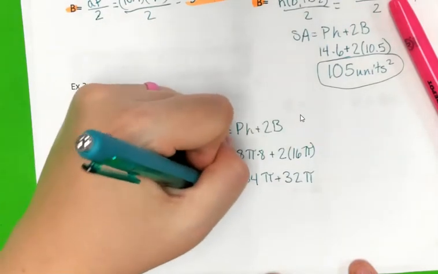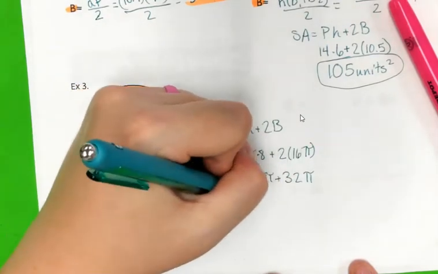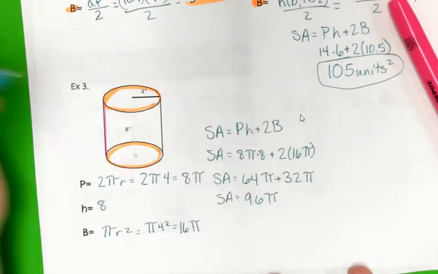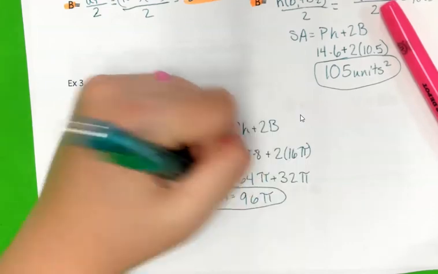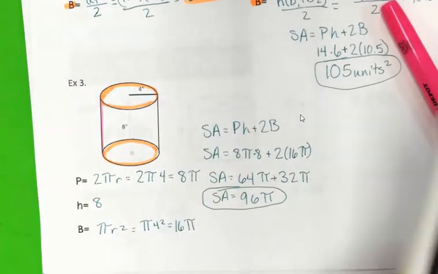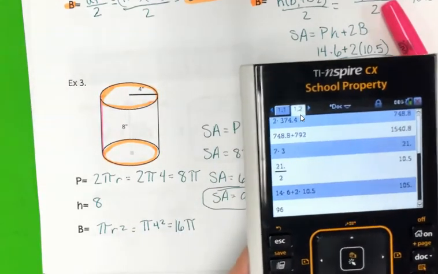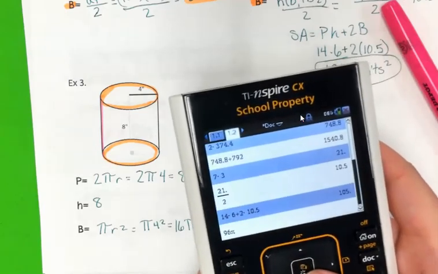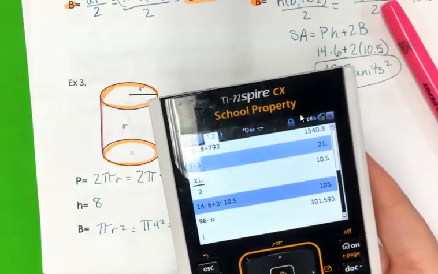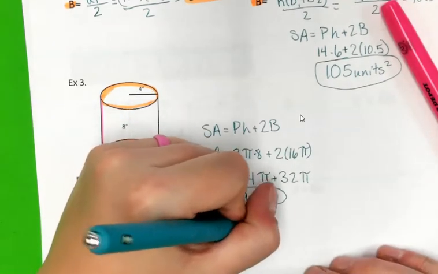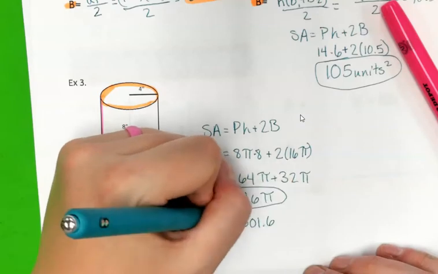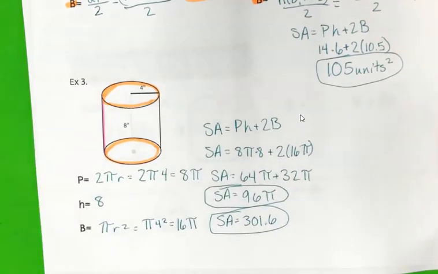I can add those together and get 96 pi. Now, I've answered it in terms of pi. If our question asks for it in terms of pi, that would be your final answer. If it asks in decimal form, then you need to put this into the calculator and get 301.6. And that would be your answer.